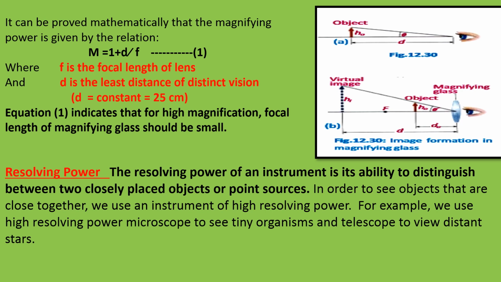Now let us see the definition of resolving power. Resolving power of an instrument is the ability to distinguish between two closely placed objects or point sources. In order to see objects that are close together, we use an instrument of high resolving power. For example, we use a high resolving power microscope to see tiny organisms and telescope to view distant stars.